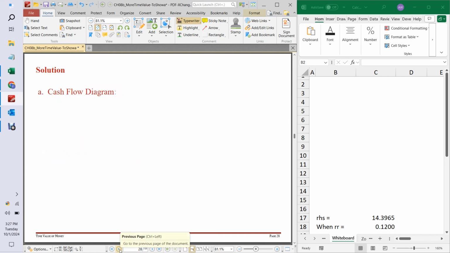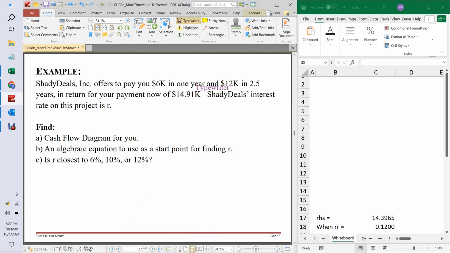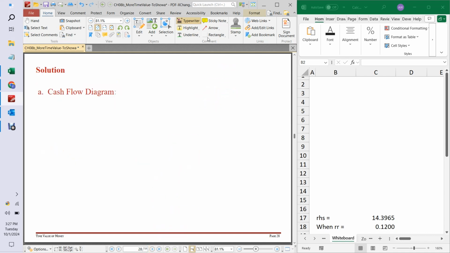So for the cash flow diagram, let's remind us of what we need. 6 in 1, 12 in 2.5, 14.91. So let's draw a cash flow diagram. So we're going to put, as usual, time on the x-axis here. And then let's start with our initial payment of 14.91. And here's the 6 we'll be getting in a year. And here's the additional we'll be getting in 2 years. Everything might not be perfectly to scale, but it's good enough for our purposes here.